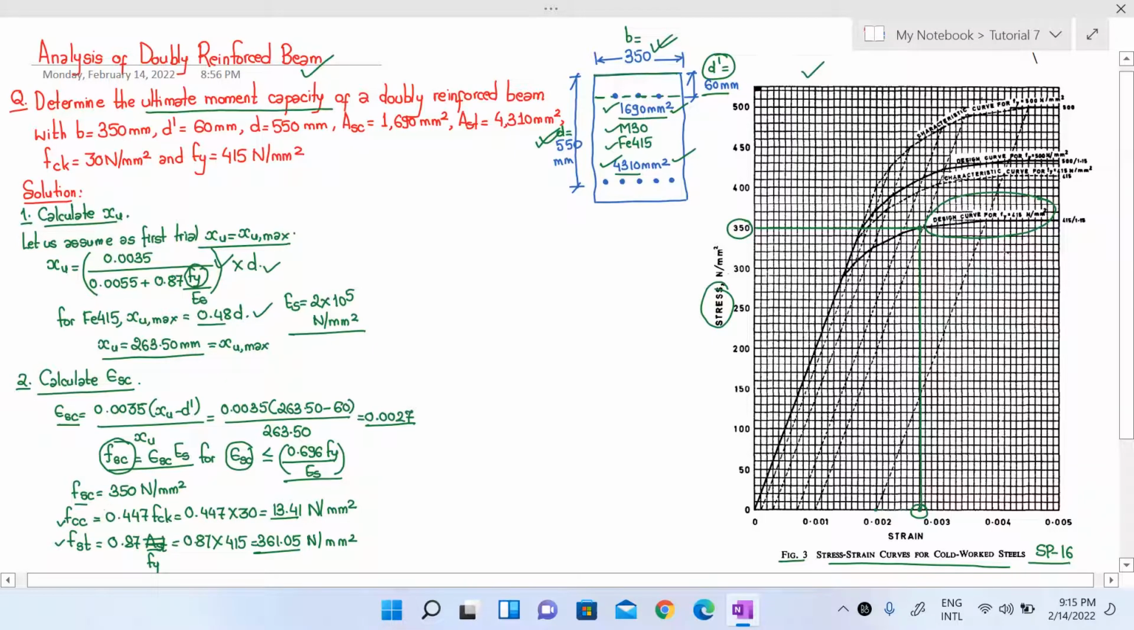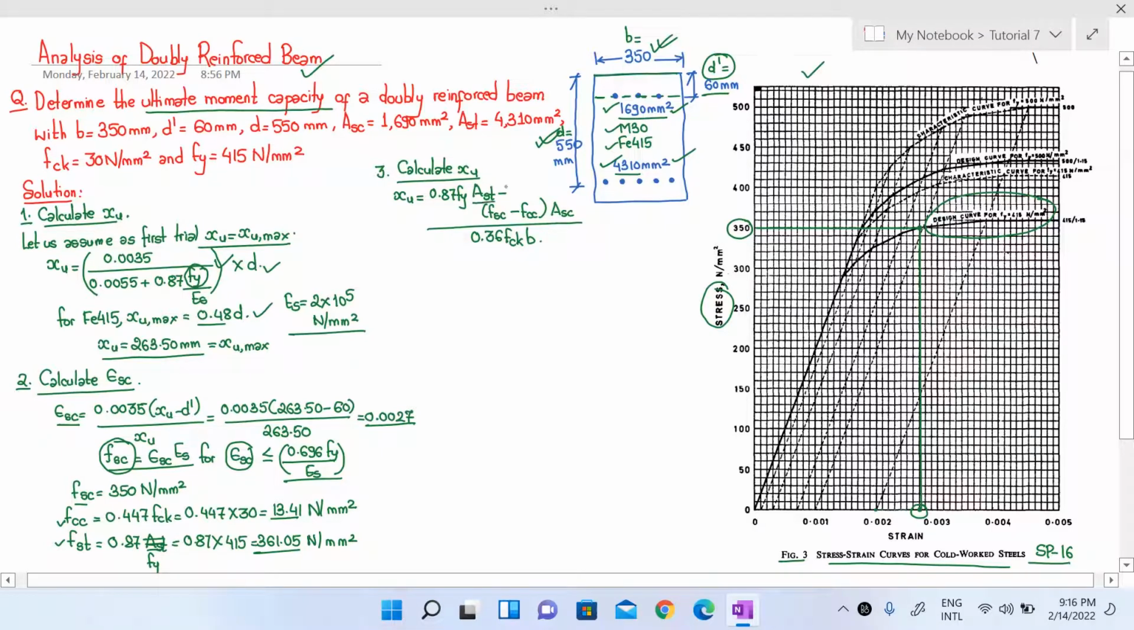Now finally, you can calculate the actual value of XU after getting all of these values. Remember, in our first step, we assumed the value of XU to be equal to XU max. But now in our third step, we will calculate the actual value of XU. This actual value of XU is given by the equilibrium equation between the compression and tension forces in our beam. So XU becomes 0.87 FY AST minus (FSC minus FCC) into ASC, over 0.36 FCK into B.